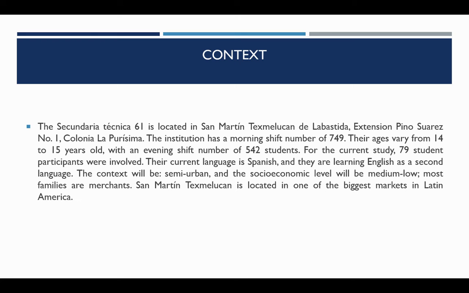Their native language is Spanish, and they are learning English as a second language. The context will be semi-urban, and the economic level will be medium low. Most families are merchants, and San Martín Texmelucan is located in one of the biggest markets in Latin America. I would like to emphasize that the school actually has 749 students for the evening and the morning shift. Sorry, there was a mistake there, but I repeat, 749 students for the morning and the evening shift. Okay.